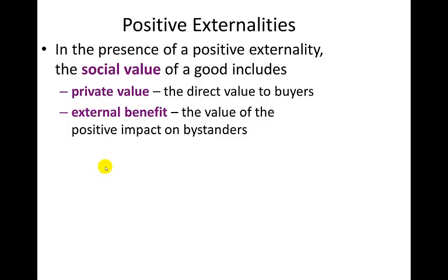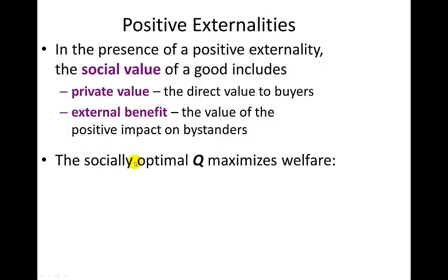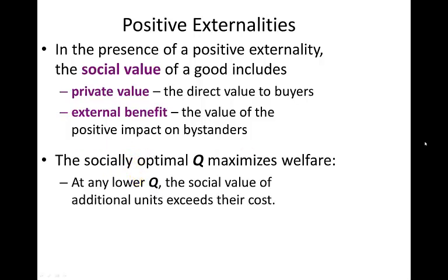So again, you could think of vaccinations as giving an external benefit to people who are not engaged in the transaction. And what we're going to have is the socially optimal quantity is going to be where this social benefit curve, the benefit to society, is going to cross the supply curve.